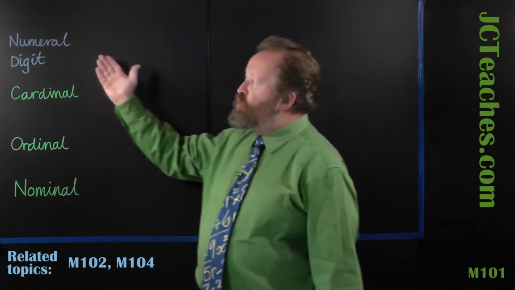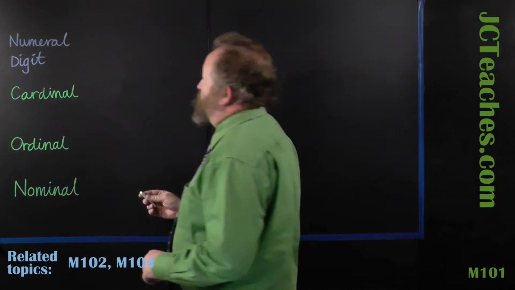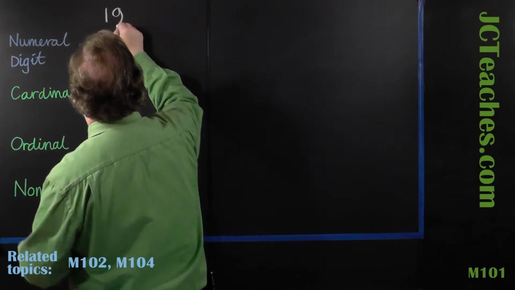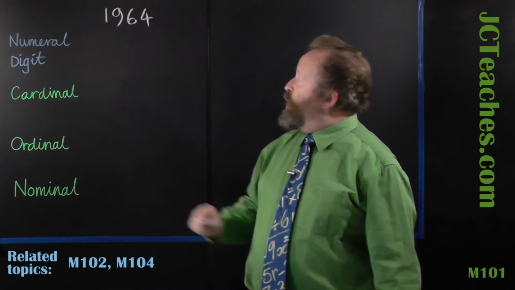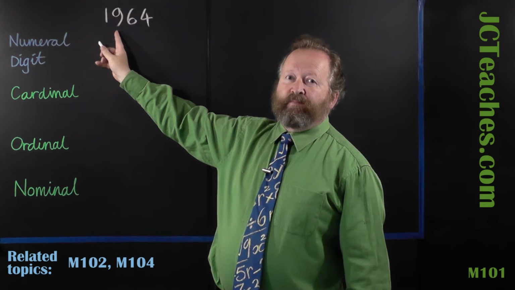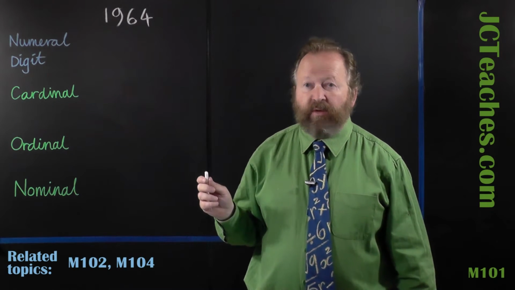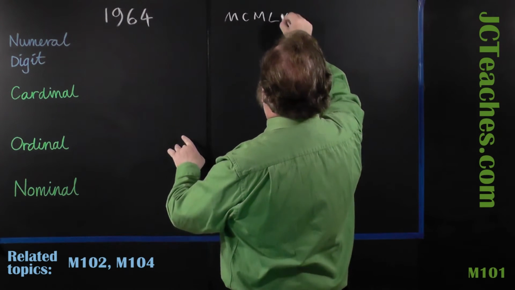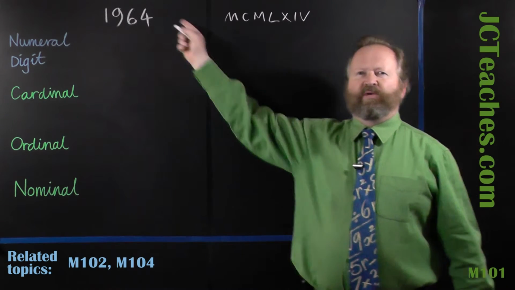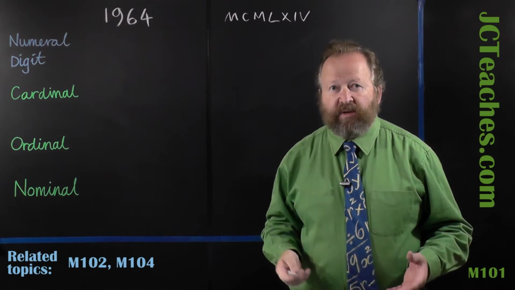Firstly, a numeral is a word used to describe a number, any number. If I put up a large number, this is a numeral, okay? 1964. That is a numeral. One of these is a digit. A numeral doesn't have to be that. It could be the words. It could be a Roman numeral. That in Roman numerals would be 1964. That would be the Roman numeral version of that.